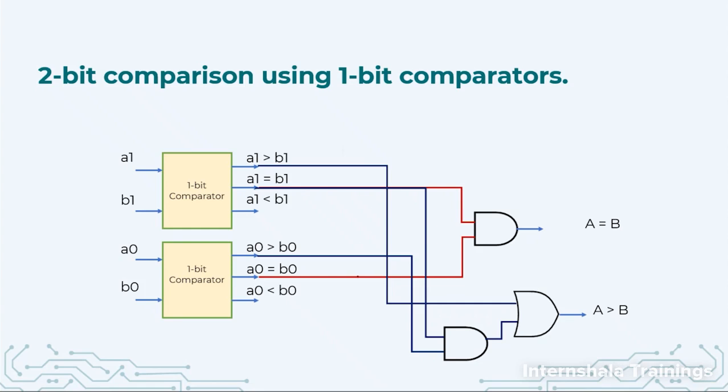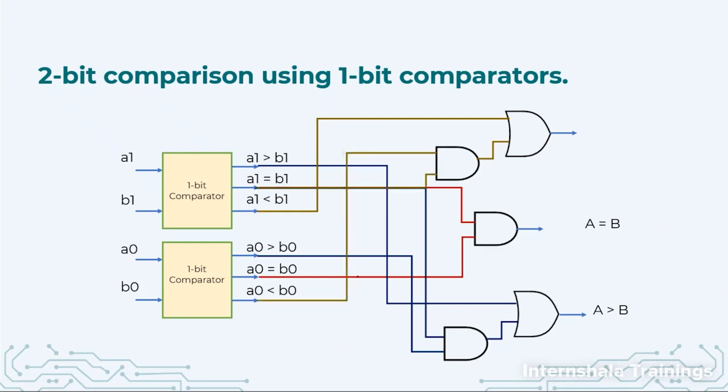Now you can start comprehending that if I have to design the circuit for A less than B, then what should I do? I say okay. Again there are going to be two conditions. The first one is if A1 is less than B1. If this is the case, I can simply say A is less than B. Or we say if A1 equal to B1 and A0 less than B0. So AND of A1 equal to B1 and A0 less than B0. In this case also A is less than B. So this is how we design a 2-bit comparator using two different 1-bit comparators.